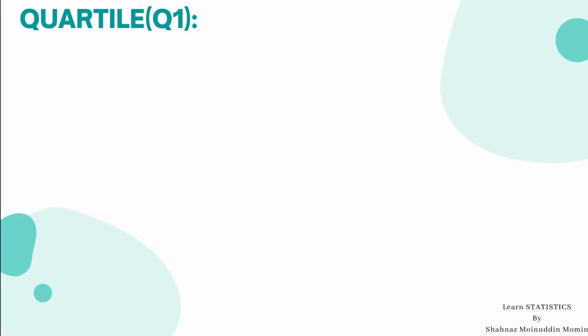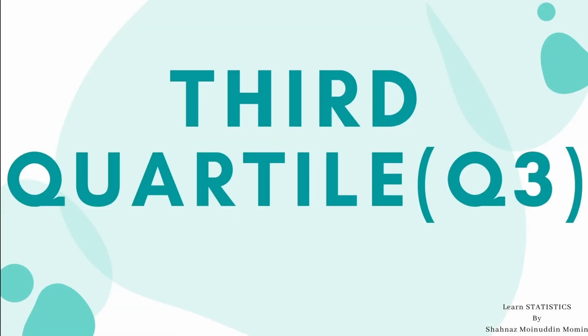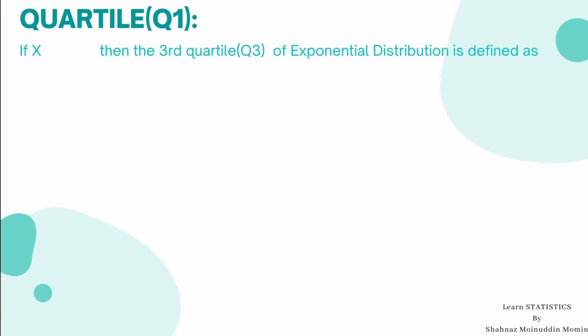Let us start with the third quartile, Q3. If x follows exponential theta, then the third quartile Q3 of the exponential distribution is defined as probability x less than or equal to Q3 is equal to 3 by 4. How is it 3 by 4?